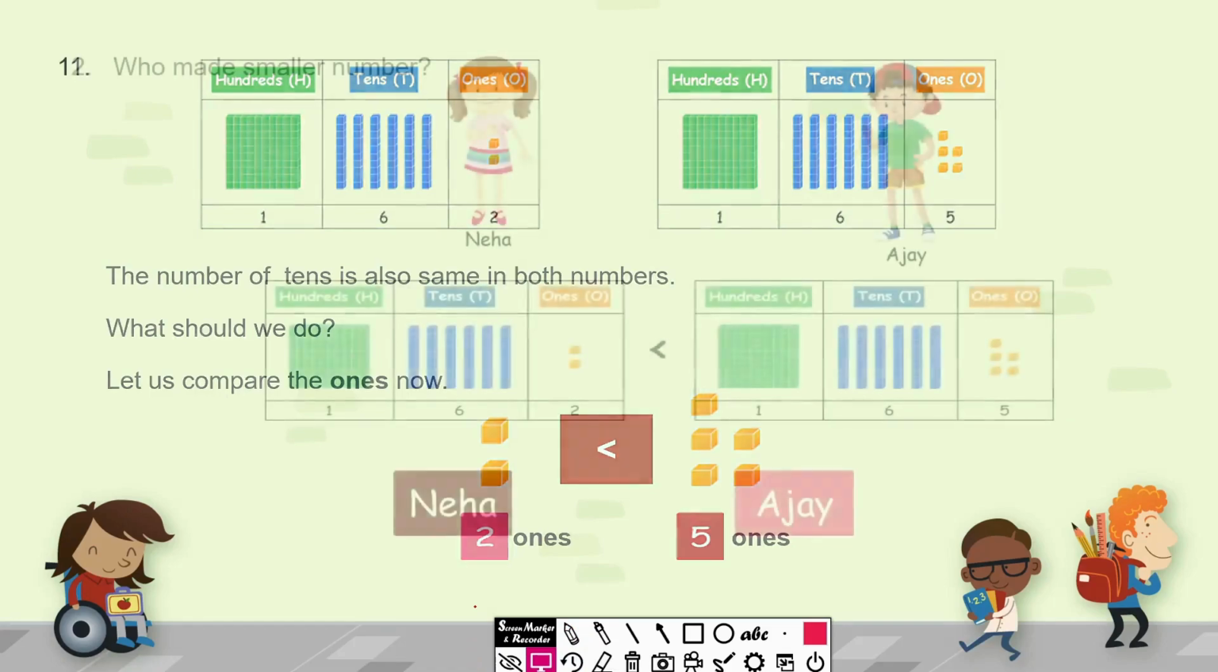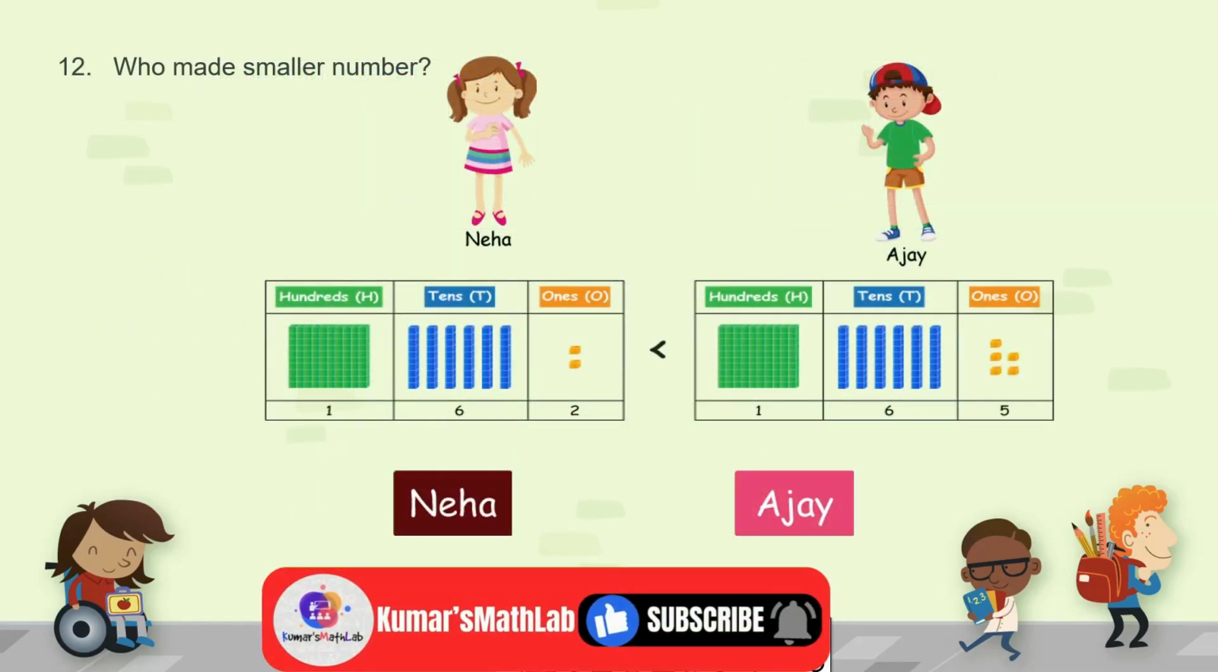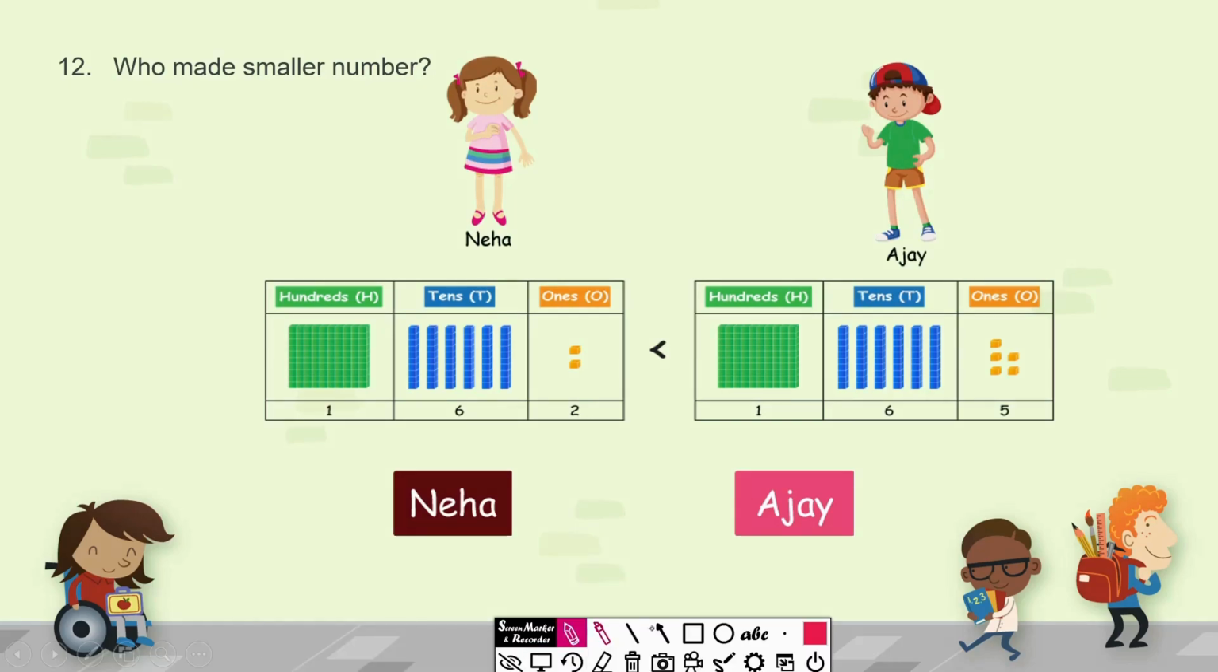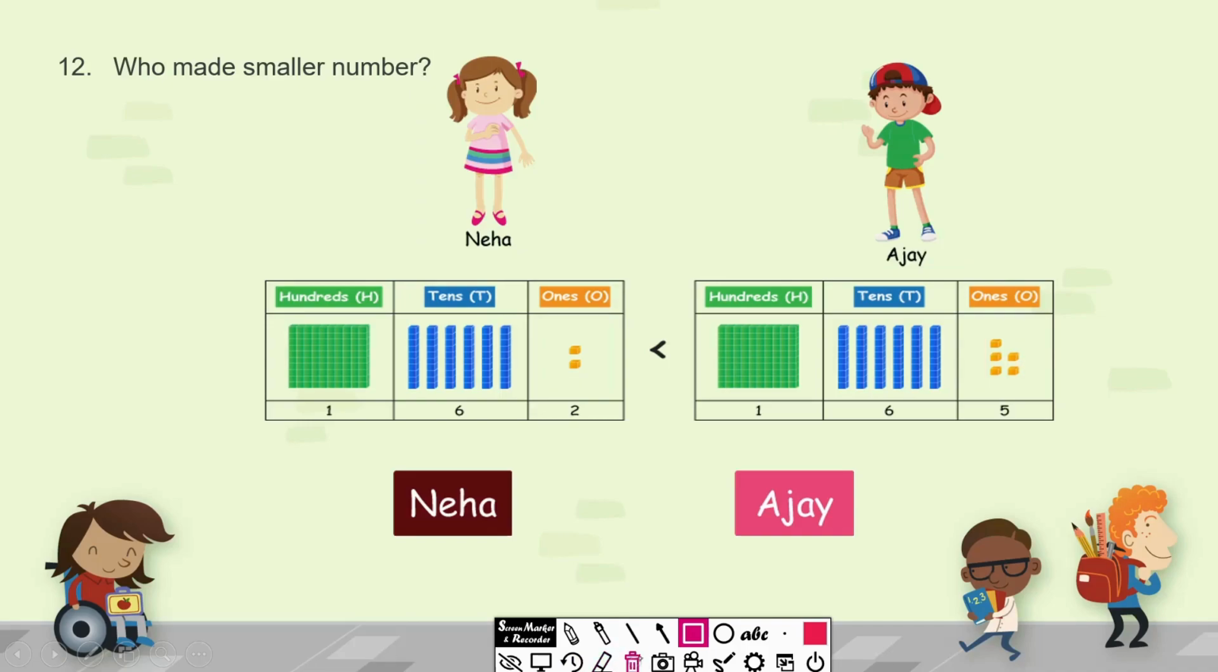So, who made the smaller number? Now we can tell. Yes, Neha made the smaller number than Ajay. Ajay's number has more ones than Neha. That's why Neha's number is less than Ajay's number. Understood? Very good.